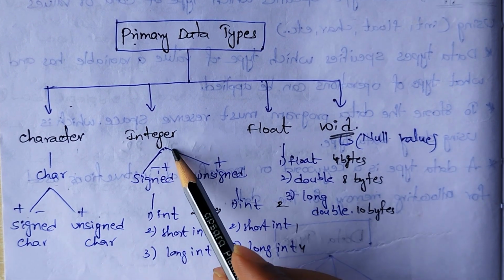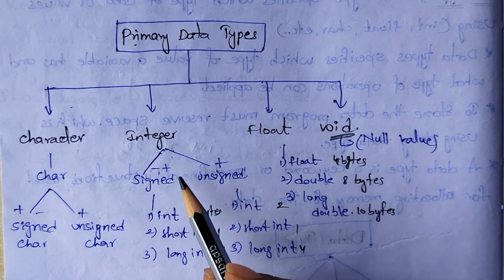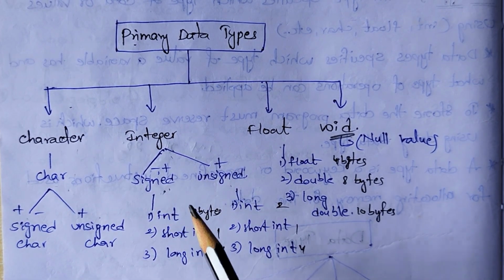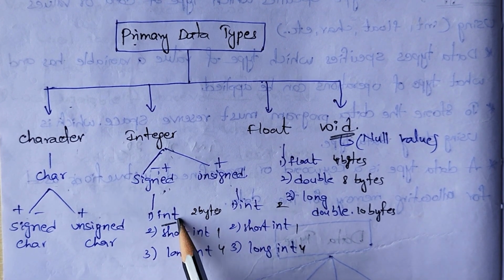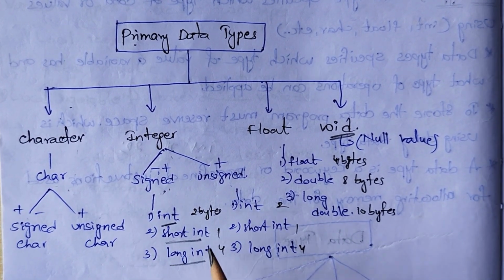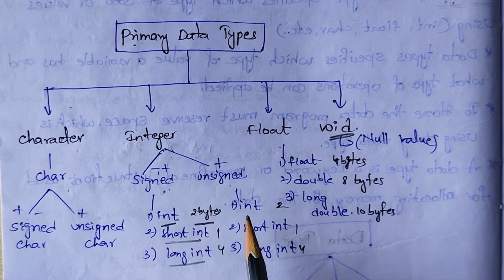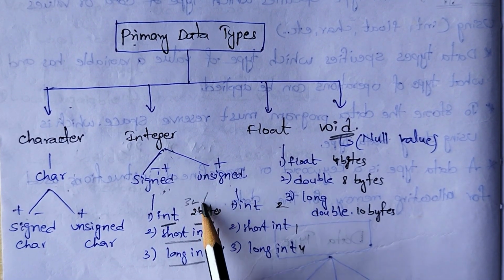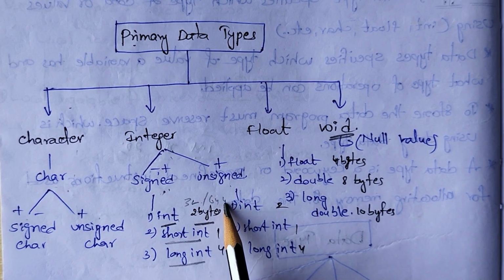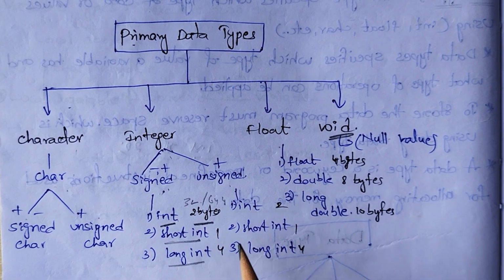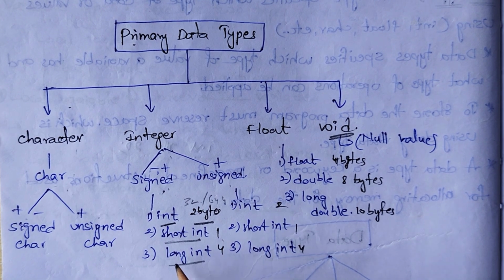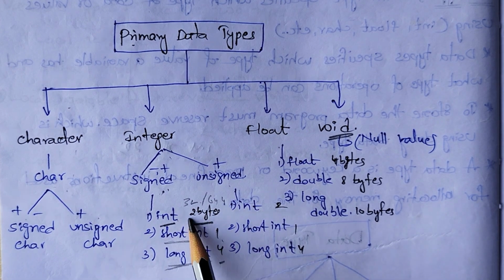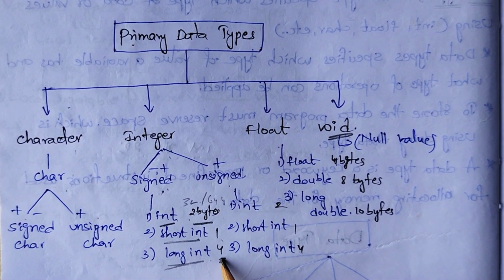And what about the integer? Integer again has signed integer and unsigned integer. In signed integer we have int, short int, and long int. The size of integer is 2 bytes if it is 32 bit. If it is 64 bits, the size is 4 bytes. And what about the short int? The size of short int is 1 byte, and the long int is 4 bytes.